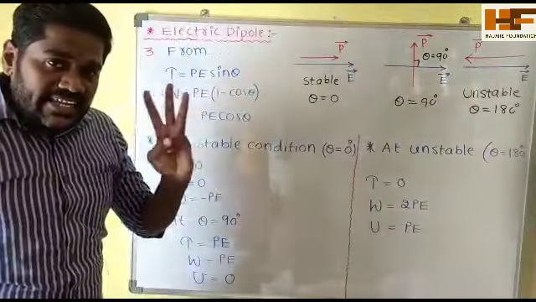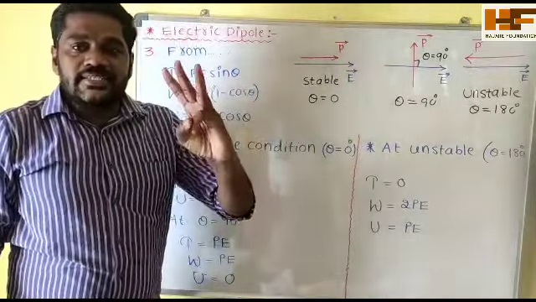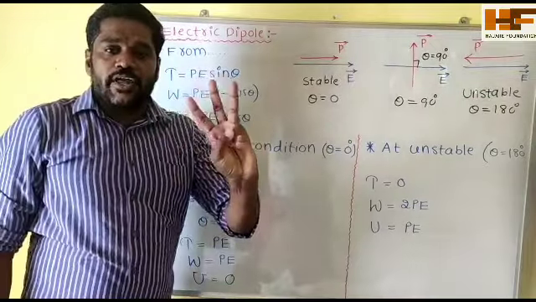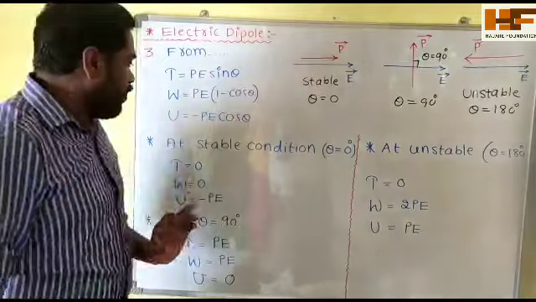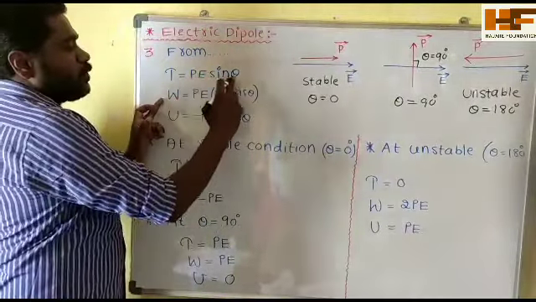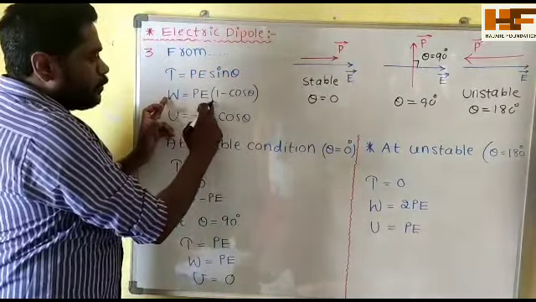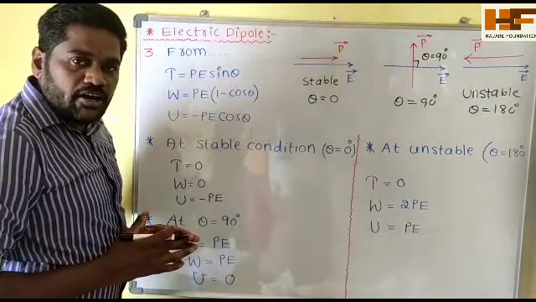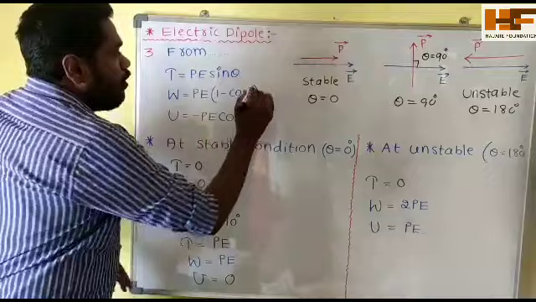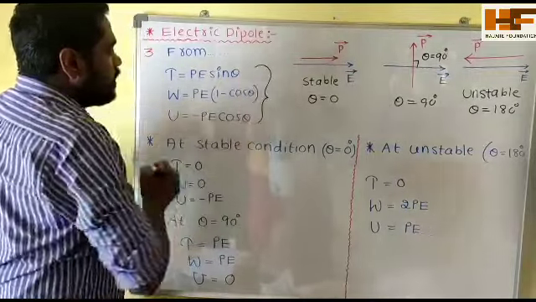So now, in these three conditions, let us discuss three formulae: the torque formula, the work formula, and the potential energy formula. Tau is equal to Pe sin theta, W is equal to Pe into (1 minus cos theta), and U is equal to minus Pe cos theta. Now from these three formulas, you substitute.